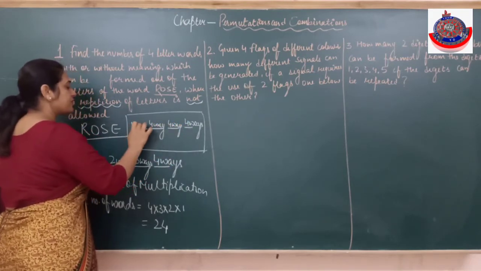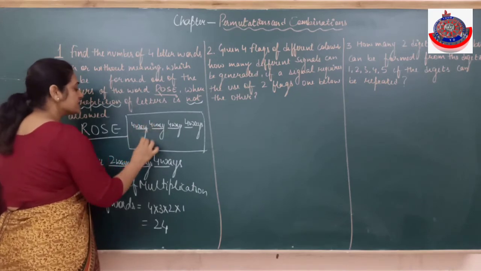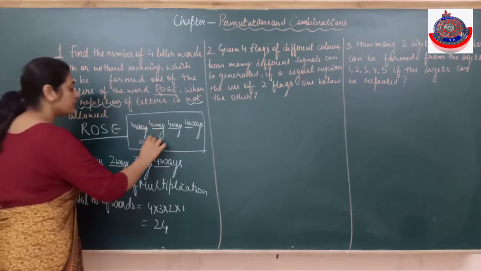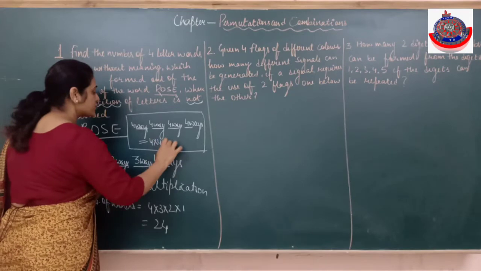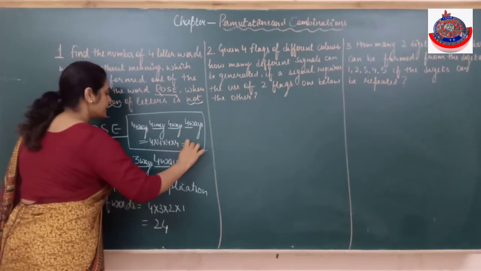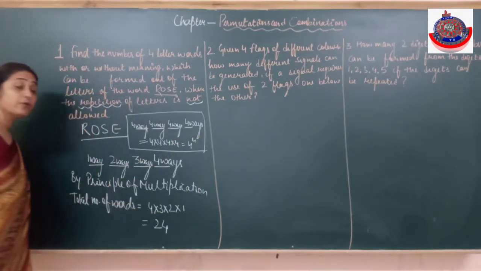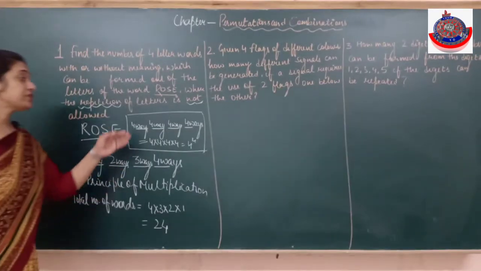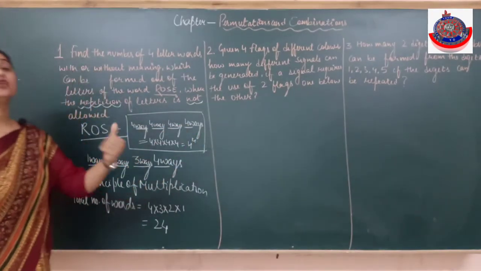This also can be done in 4 ways. That means the number of words possible will be 4 into 4 into 4 into 4. That will be 4 raised to power 4. Is it clear? When the repetition is allowed, they said you can repeat.